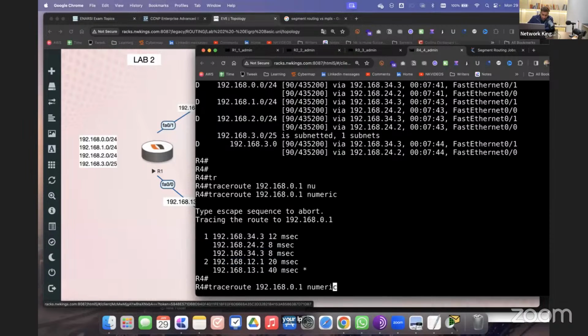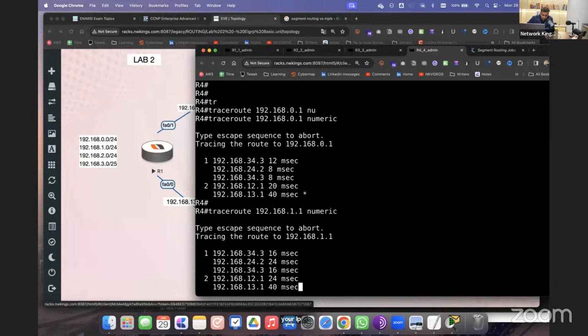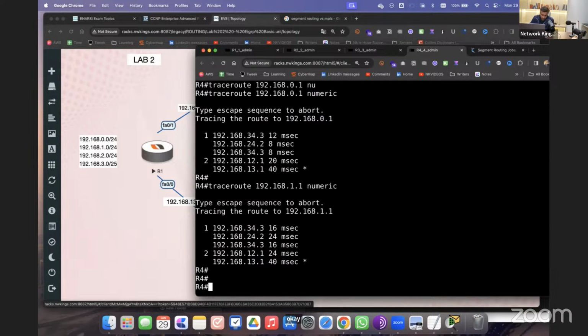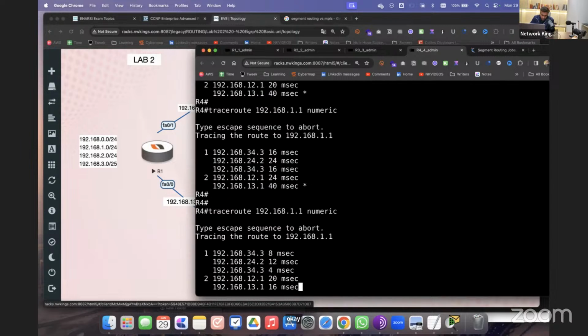If I try 1.1, so one IP in the hop, you will see again 34.3. Here also you see 34.3. So first packet goes here, second is going here, third is again going to 34.3. So the first packet goes to this router 3, second to the router 2, again the third packet going. This is how we can test if the load balancing is going on or not. Okay. So now load balancing is going on. Okay. So every time you can check like that.